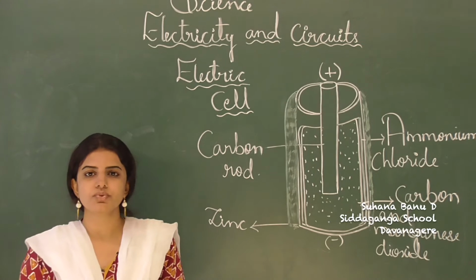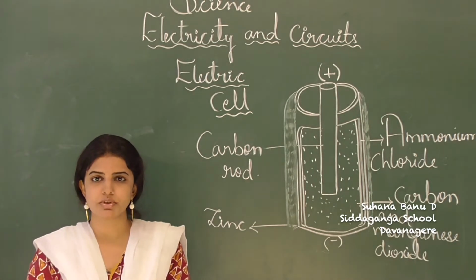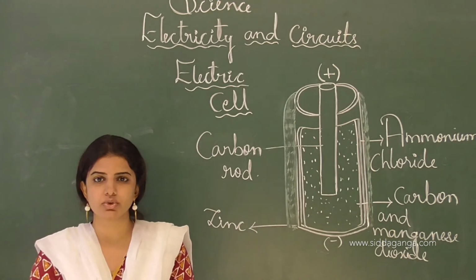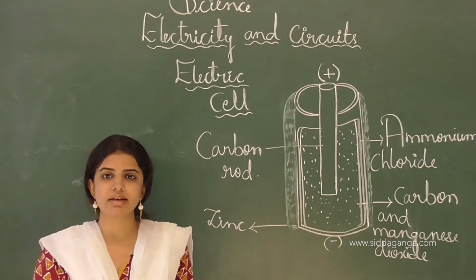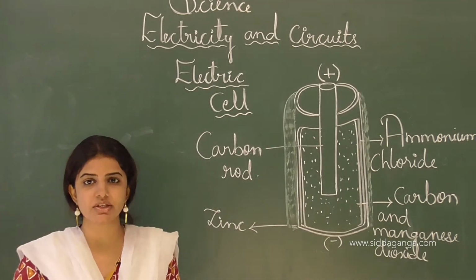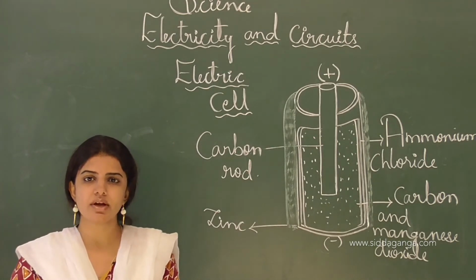Hello my dear students, we have been discussing the chapter electricity and circuits. In the previous class we learned about the electric bulb. An electric bulb is a device which converts electrical energy into light energy as well as heat energy.